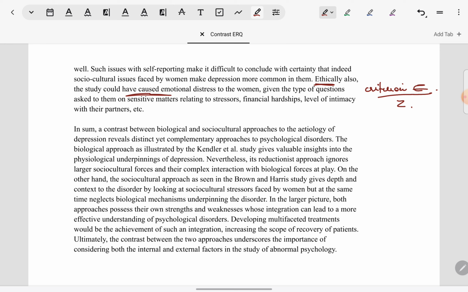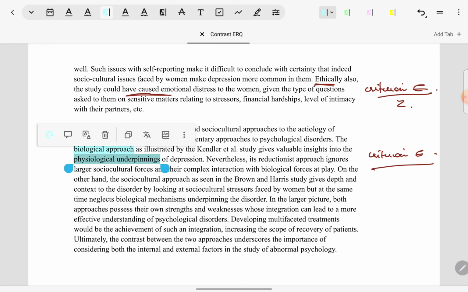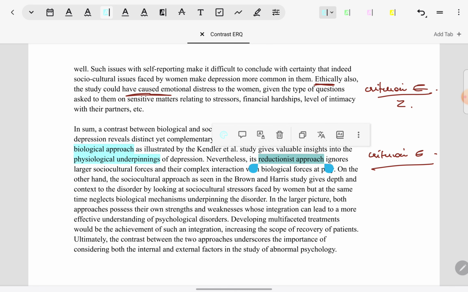And further to strengthen Criterion E, there's a conclusion. ERQ conclusions are longer than SAQs, like I have pointed out in previous videos. Of course your writing style can be different, but generally in ERQs we have a longer conclusion because there's so much to summarize. So in a contrast answer, what do we summarize? We summarize again the arguments made, such as biological approach looks at physiological underpinnings, but it is reductionist. So these are the points we have made throughout the essay.